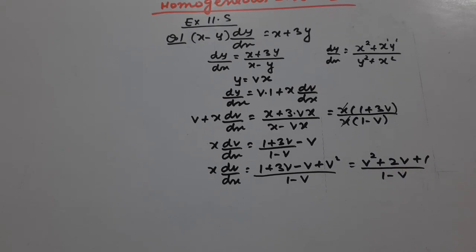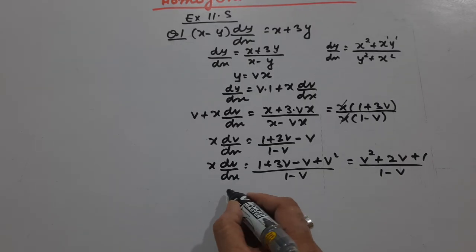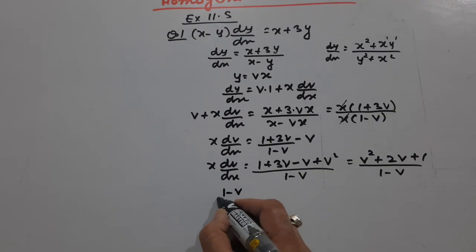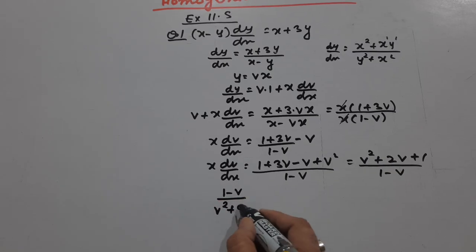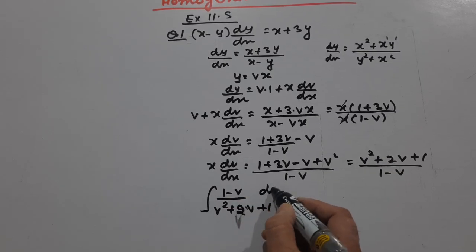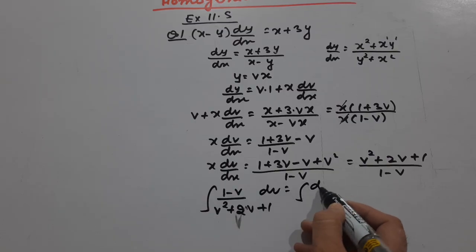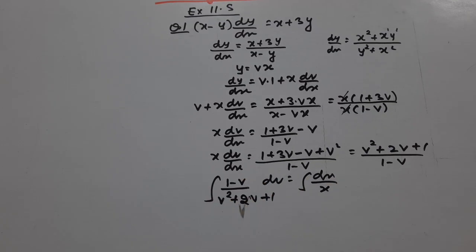Now students, after this we separate the variables. As you did in the first exercise, separating the variables, now we will separate the variables. So we write it like this: (1 − v)/(v² + 2v + 1) dv = dx/x. This is called separating the variables. Now we have to integrate this.